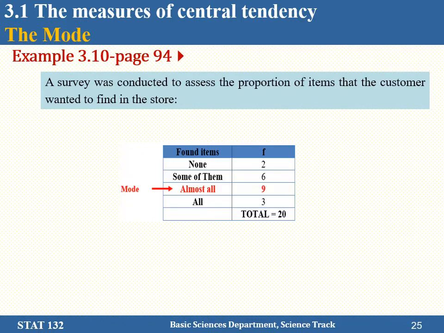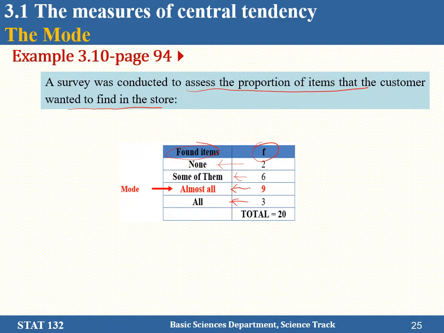So let's look at this example. A survey was conducted to assess the proportion of items that the customer wanted to find in store. These are the found items and the frequencies. Two customers said, I didn't find any of them, nothing. Six customers said, I found some of the things I wanted. Nine of them said, I almost found all I need. And three of the customers said, I found all I want.